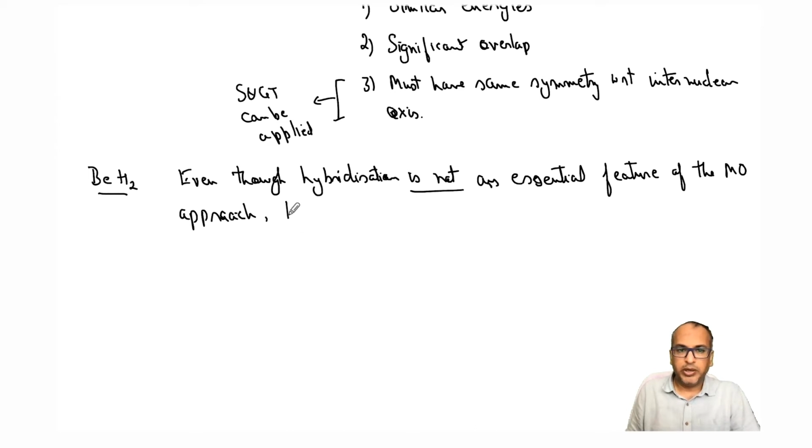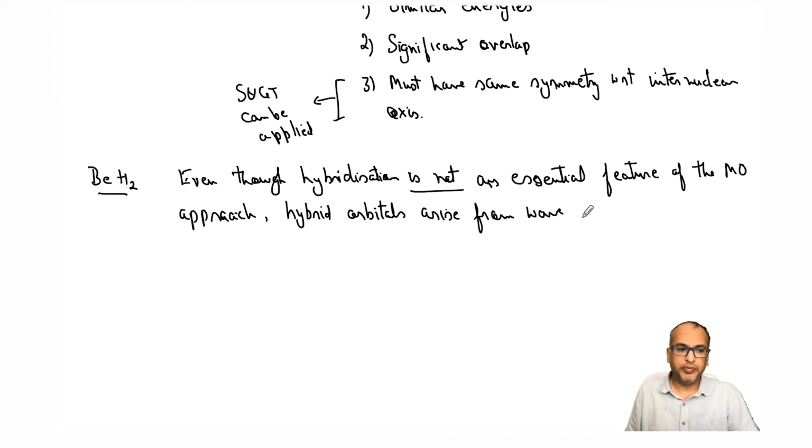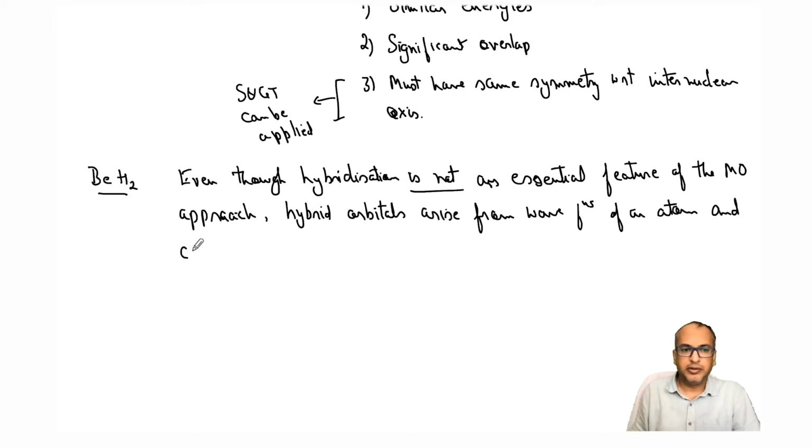So hybrid orbitals, we can say, arise from wave functions of an atom and can be taken as a starting point.